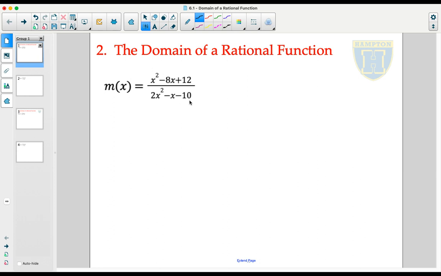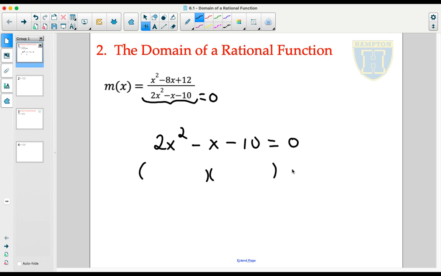our consideration here is with the polynomial 2x squared minus x minus 10. We are looking for those values of x where that denominator is equal to 0. So we are solving the equation 2x squared minus x minus 10 is equal to 0. As it is a polynomial set equal to 0, we are looking to factor as our strategy for determining those values that we need to remove from the domain.